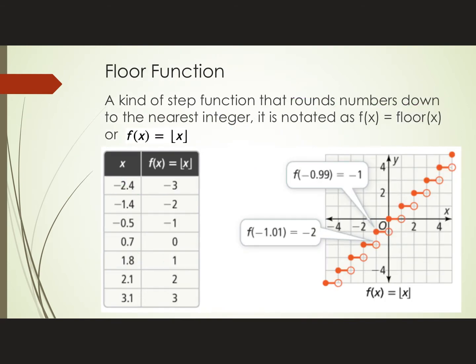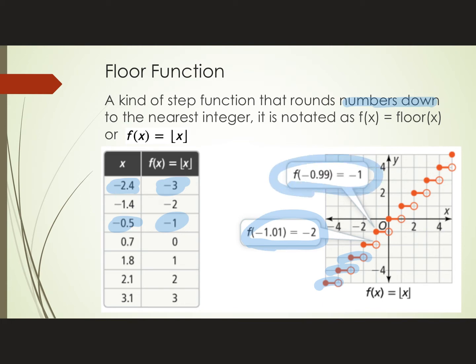There's also what is called a floor function. A floor function is exactly the opposite of a ceiling function. In a floor function, numbers go down to the next nearest integer. So negative 2.4 would become negative 3. Negative 0.5 would become negative 1. Everything's rounding down to the next one. Negative 1.01 would round to negative 2. Negative 0.99 would round to negative 1.